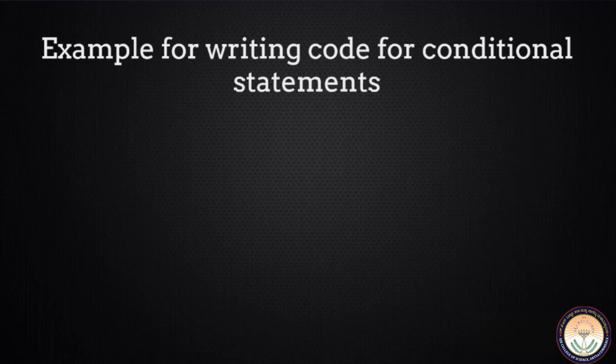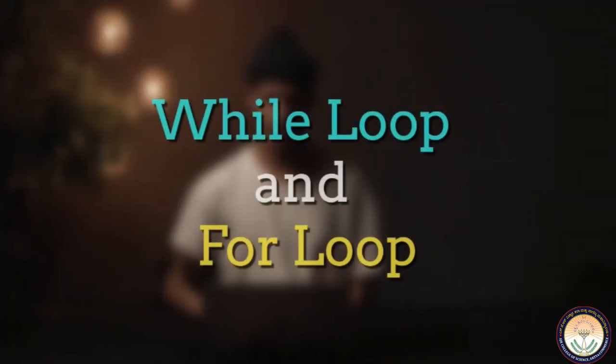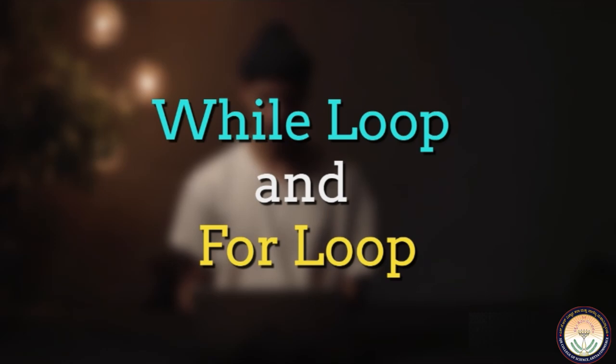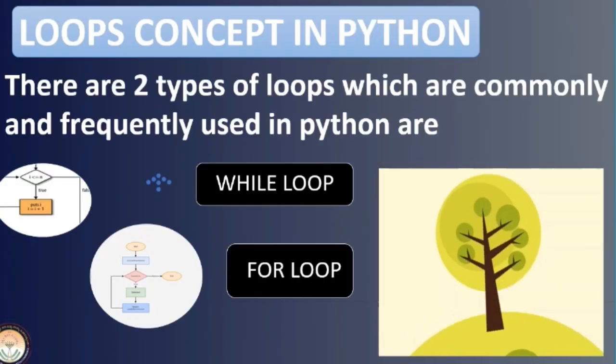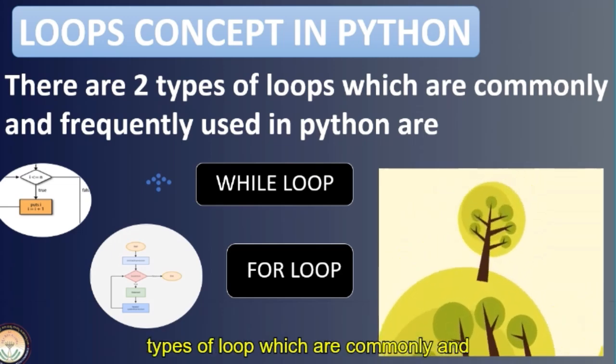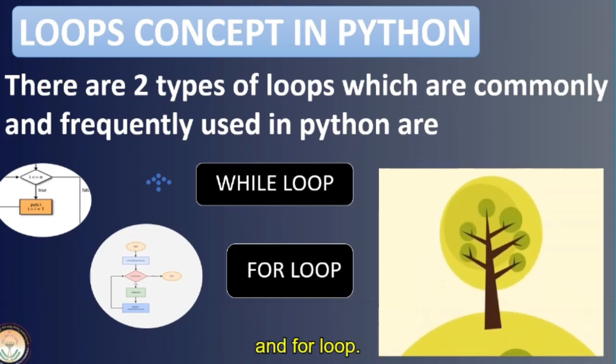Example for writing code for conditional statements. While loop and for loop. Loop concepts in Python. There are two types of loops which are commonly and frequently used in Python: while loop and for loop.